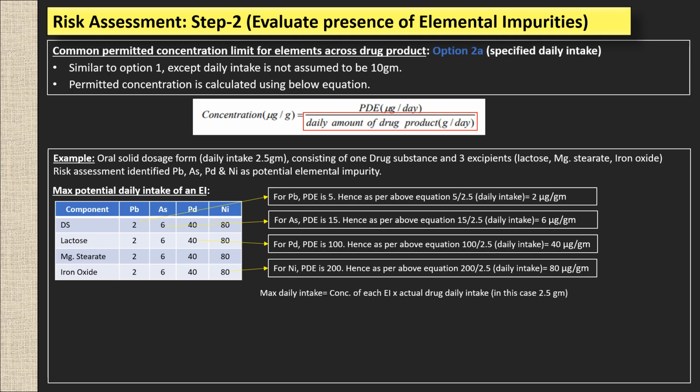Now in this case also, for calculating the maximum daily dose, it is similar to what we did in the earlier case, that is the concentration of each elemental impurity multiplied by the actual drug intake, that is 2.5 gram.